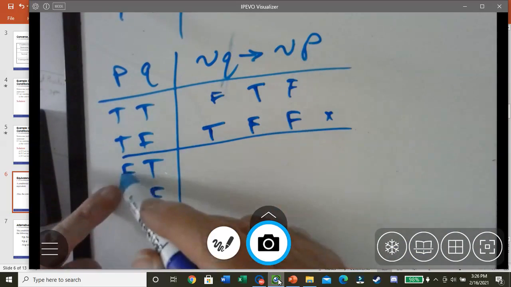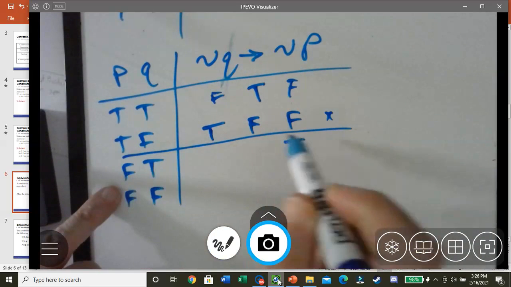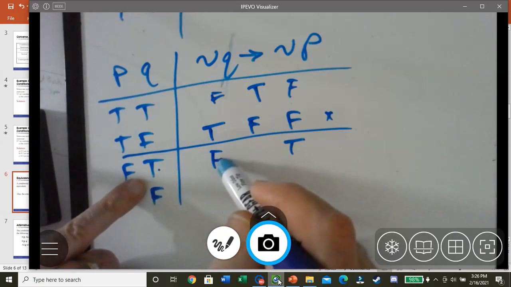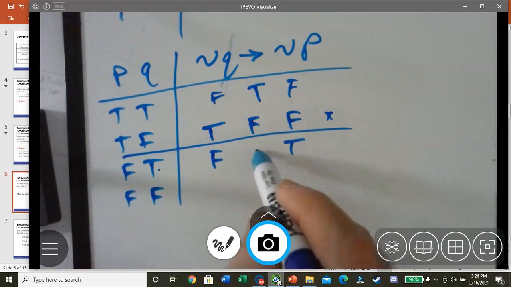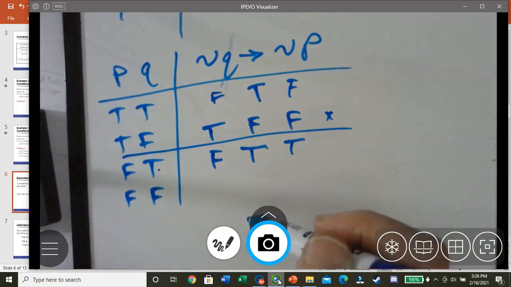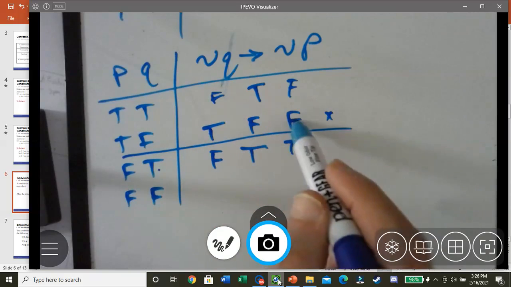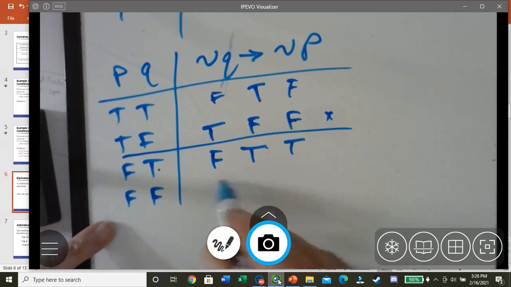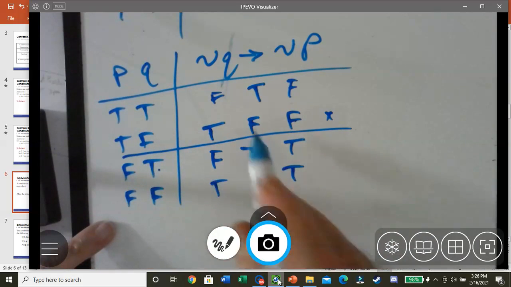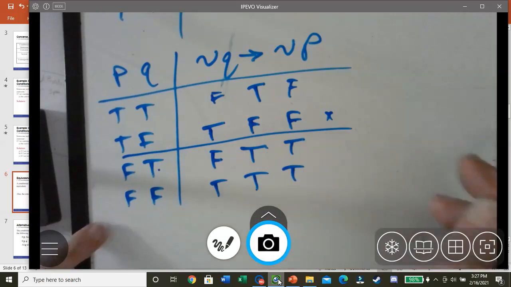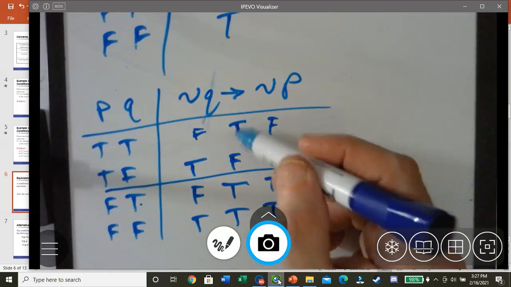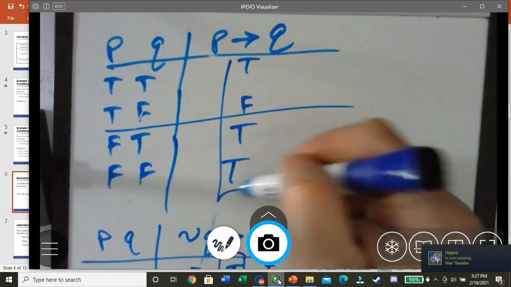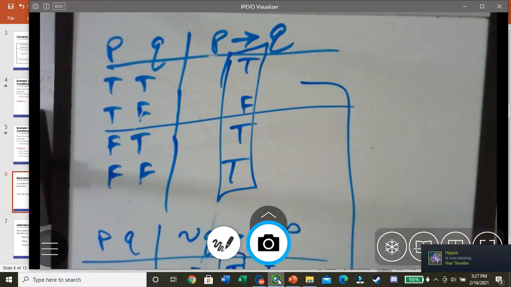If P is false, then not P is true. If Q is true, then not Q is false. If false, then true is true, because the only one that's false is if true, then false. And so if P and Q are both false, then not Q and not P are both true. And if true, then true is true. So you can see here, true, false, true, true, and true, false, true, true, they're equivalent.